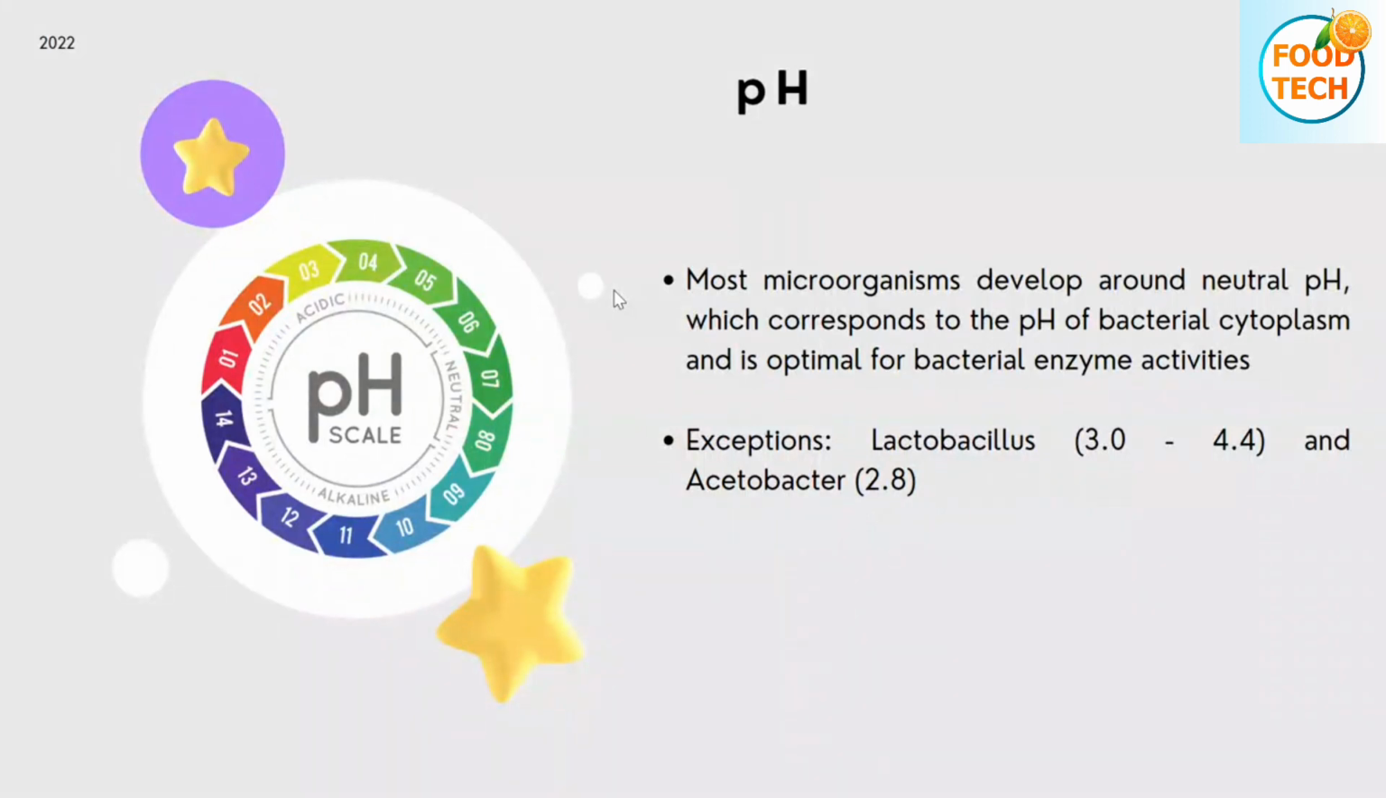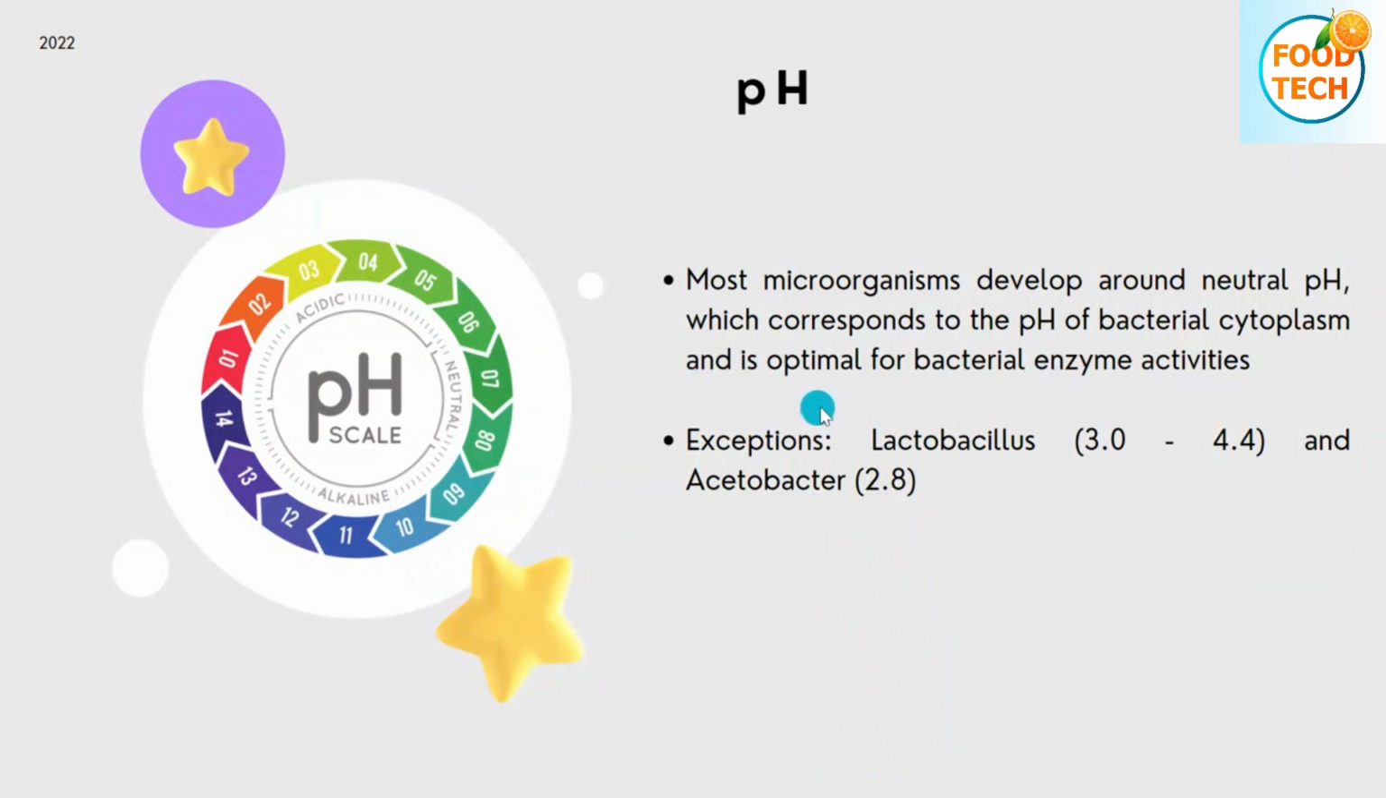But when it comes to yeast and molds, these can easily grow in low pH, right? So if you see here, most microbes develop around neutral pH. As I said, neutral pH is around 6 to 7, 6, 7, 8. You can consider this as the neutral range.